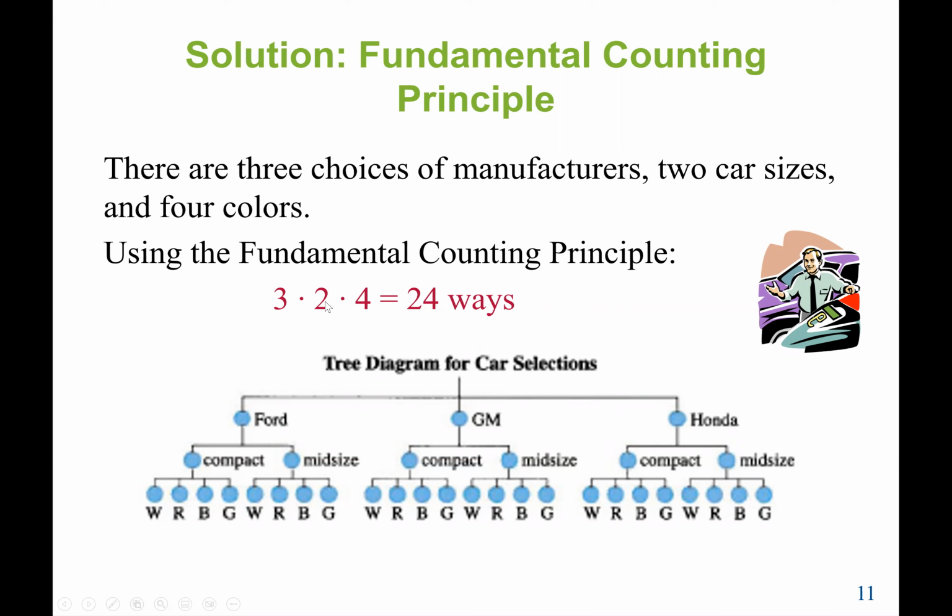Now we know the number of sizes is only 2. So for Ford we can have either compact or mid-size. Same thing applies to GM, compact or mid-size. Honda also compact or mid-size. Then for all these 3 manufacturers, we have, again, 4 possible colors. So this means compact has 4 different colors, mid-size 4 different colors for Ford. The compact has 4 different colors, mid-size 4 different colors for GM. Same thing applies to Honda. The compact is 4 different colors, mid-size too.